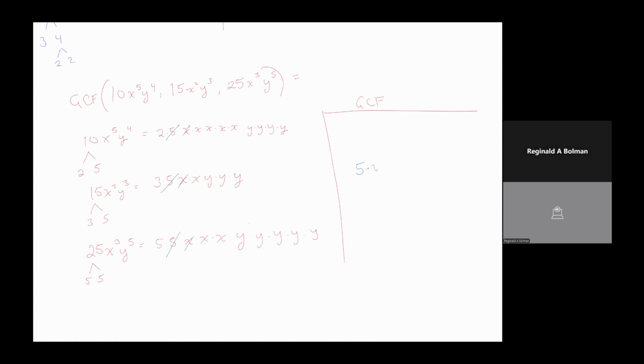I have another sequence of x's. Write an x. I think that's about it for my x's. I've got a sequence of y's. Write a y down. Another sequence of y's, another sequence of y's. And that's about as good as it gets. So my GCF for this expression is 5x squared y to the third.